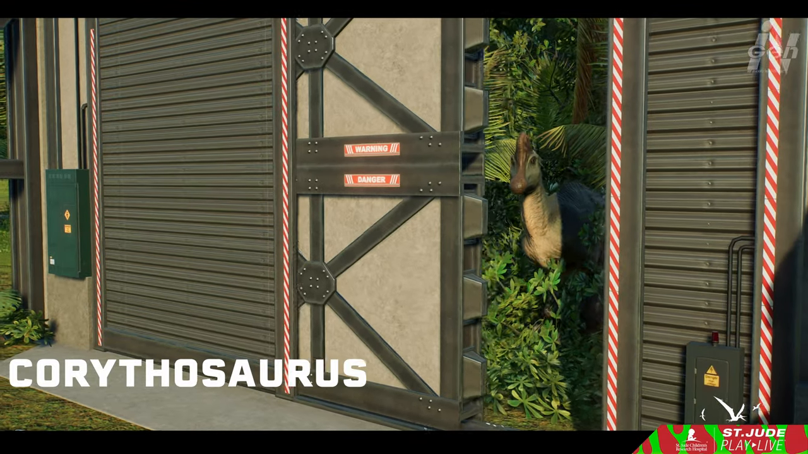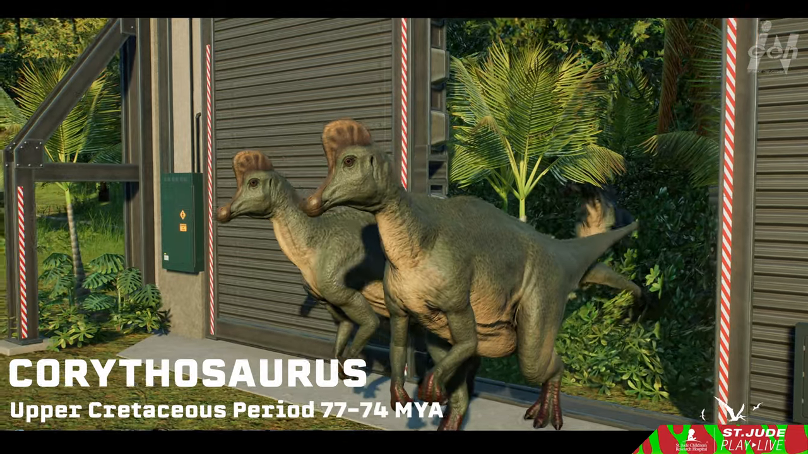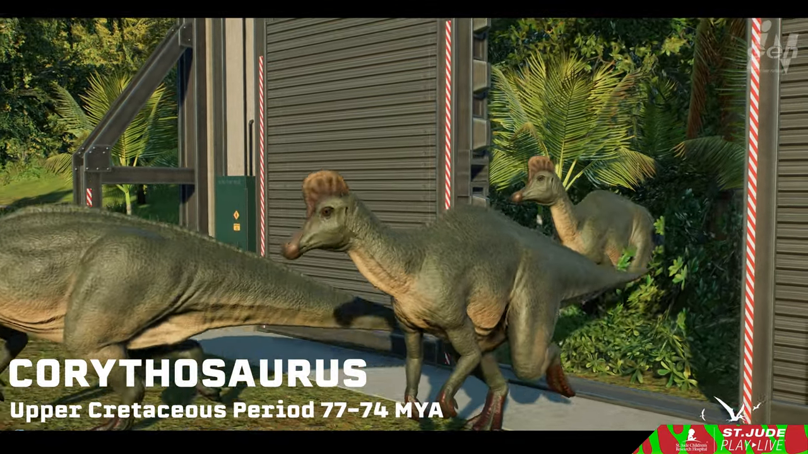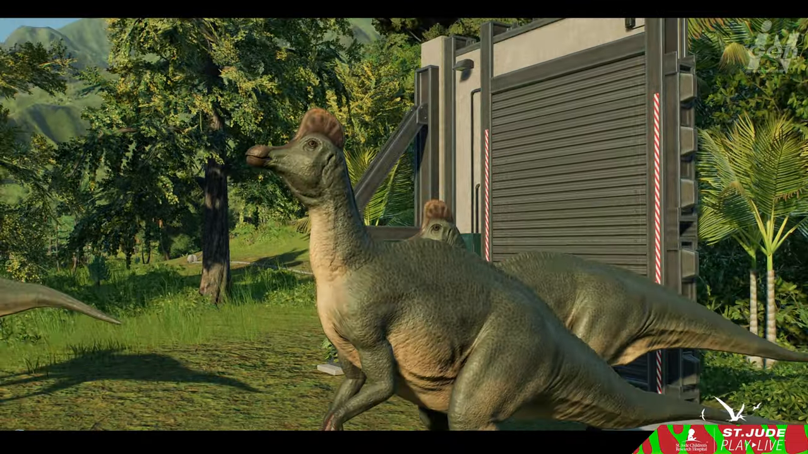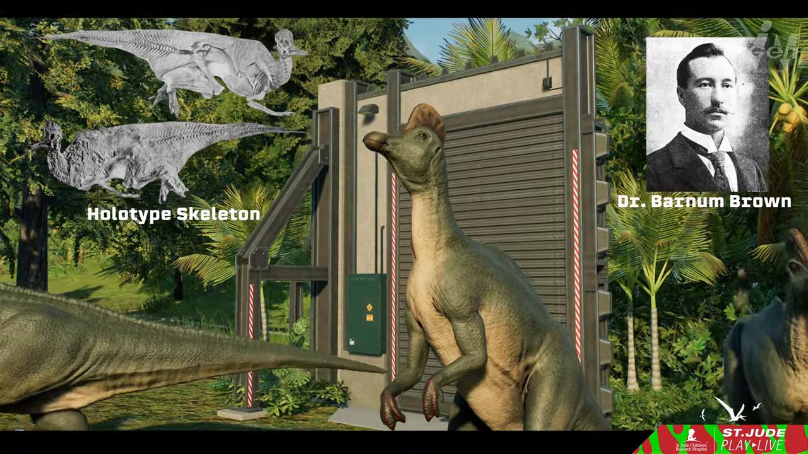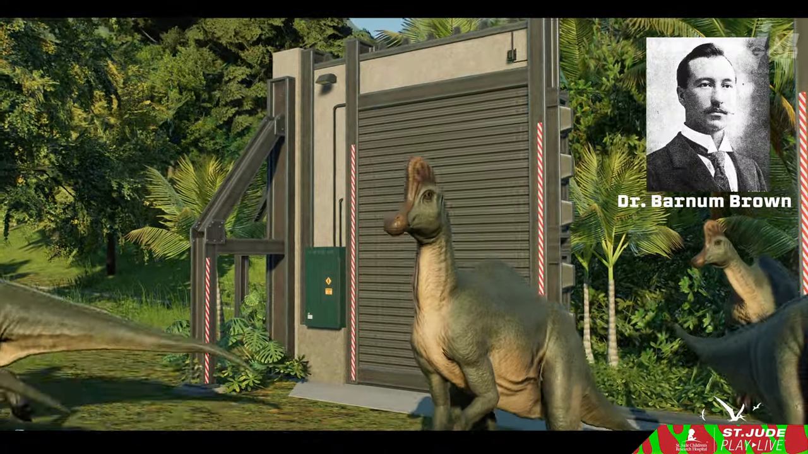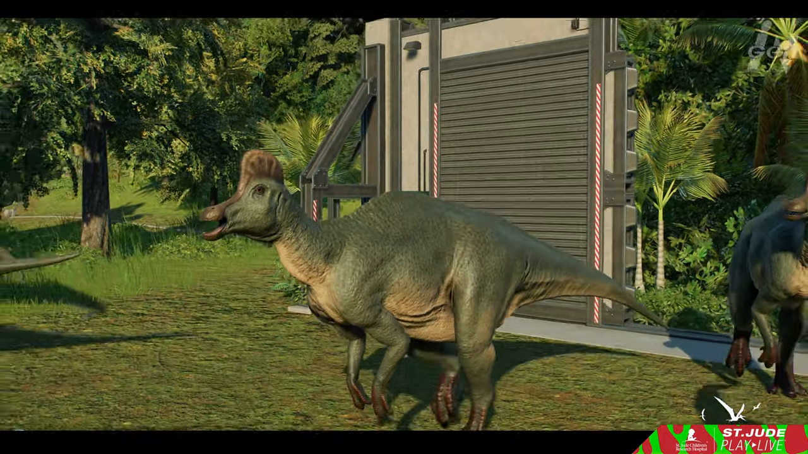Corythosaurus is a genus of hadrosaurid duck-billed dinosaur from the Upper Cretaceous period and lived about 77 to 74 million years ago. This dinosaur is well known due to the discovery of many complete specimens, including the nearly complete holotype found by Barnum Brown in 1911.